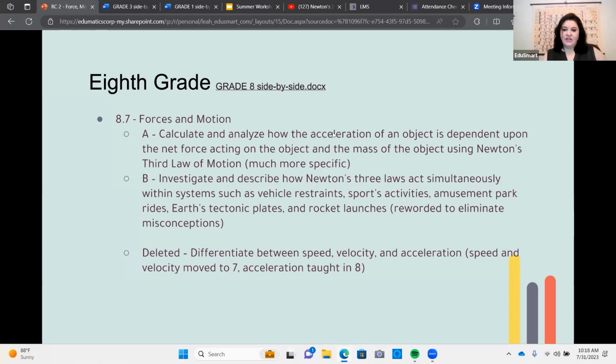However, acceleration is only taught in 8th grade. So they really are separating acceleration and velocity, and that helps to avoid that misconception.